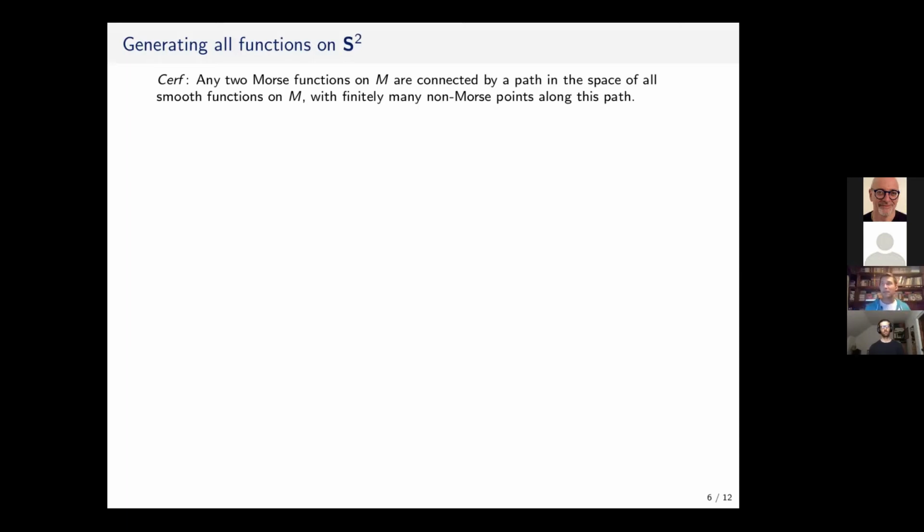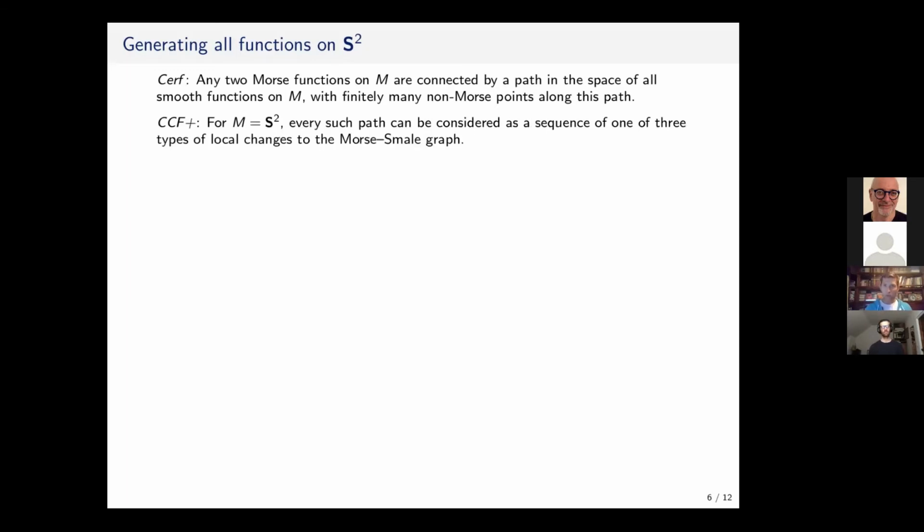And then the question is, what are these boundaries? How do we get from one stratum to another? What we found out was that these boundaries can be one of three things. When we restrict to the sphere, we showed that any such path in the space of smooth functions can be considered as a sequence of one of three types of local changes to this Morse Smale graph.